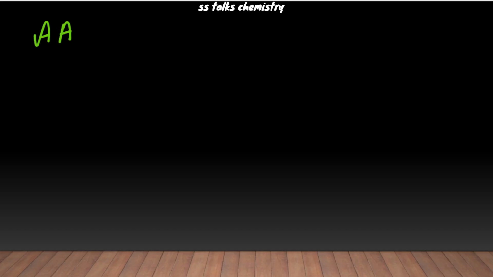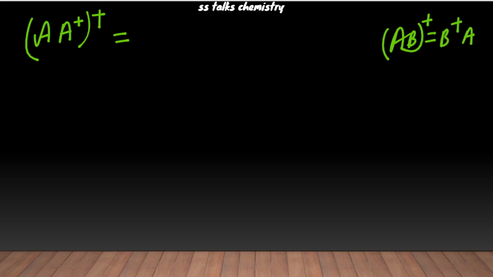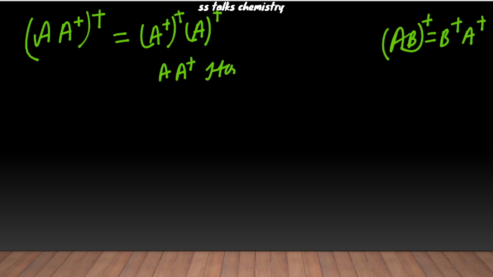So A into A dagger, again the dagger of it. Now I know this property that (AB) dagger is equal to B dagger into A dagger. This property we will be using. Now instead of B it is A dagger, so it will become A dagger's dagger into A dagger of it. So it will become A into A dagger. So the same we are getting, which means it is Hermitian. Now the other one was A dagger into A.